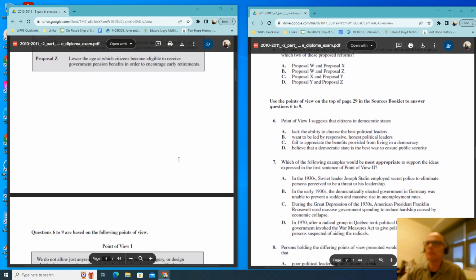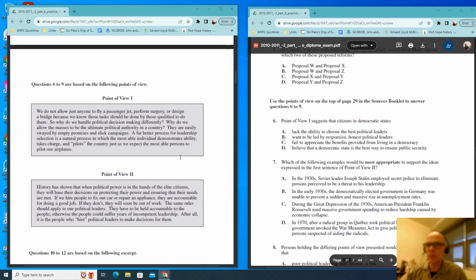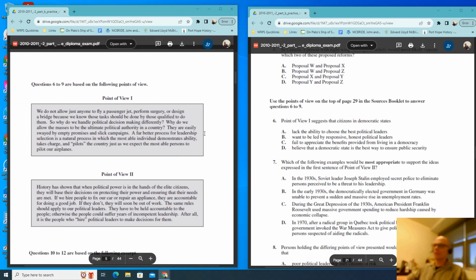Number 6. So number 6, there's a bit to read there. I'm a lazy guy. I want to know why I'm reading it. I don't want to read the question, then reread it. I want to kind of read it as few times as possible. I want to be very purposeful when I read it. So I'm going to read the question first.